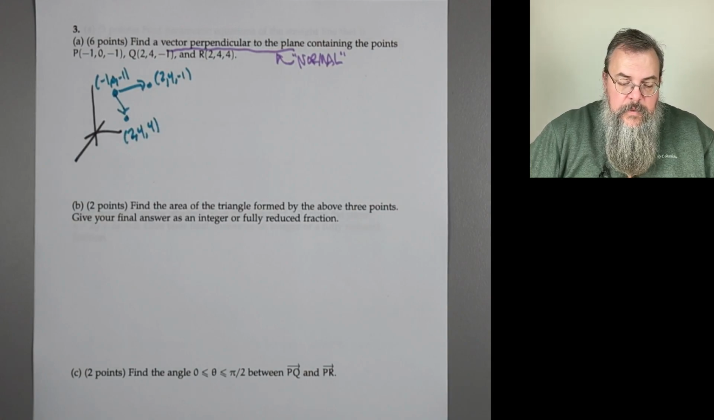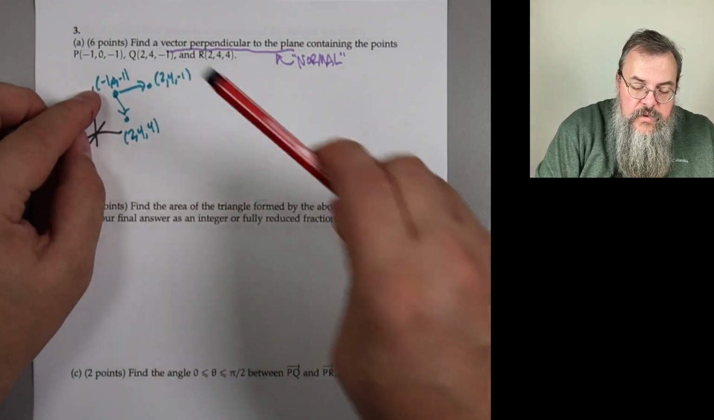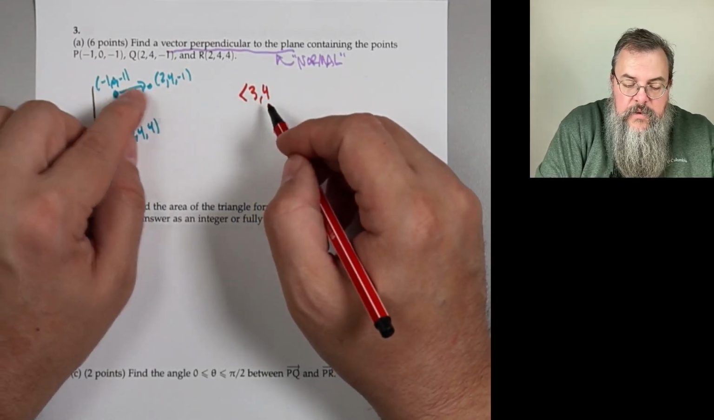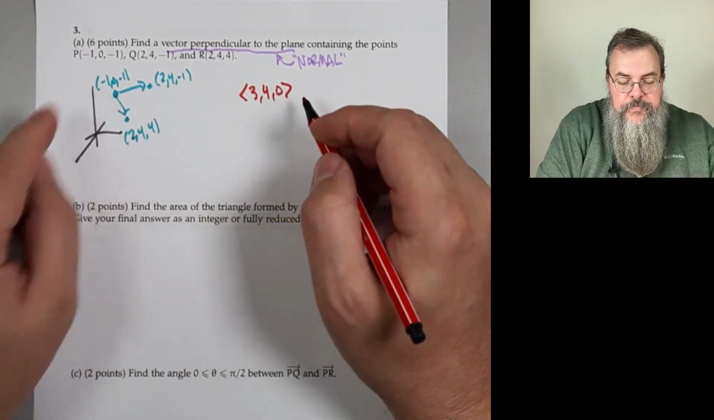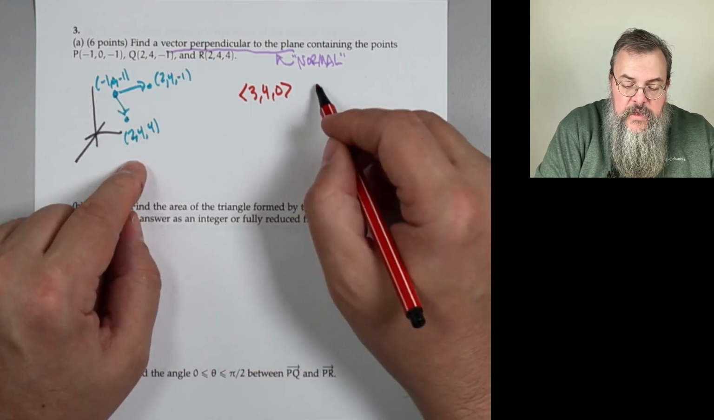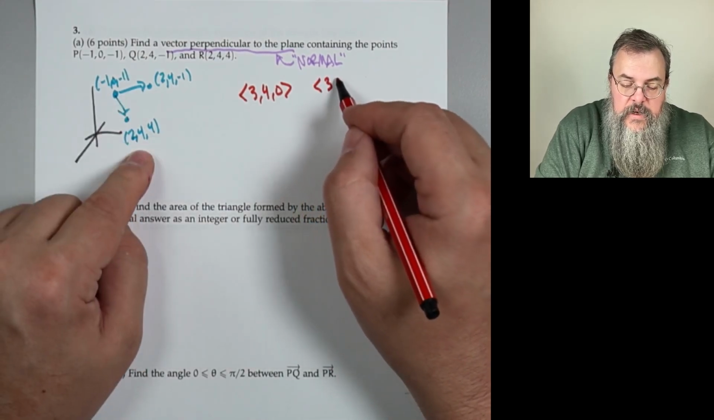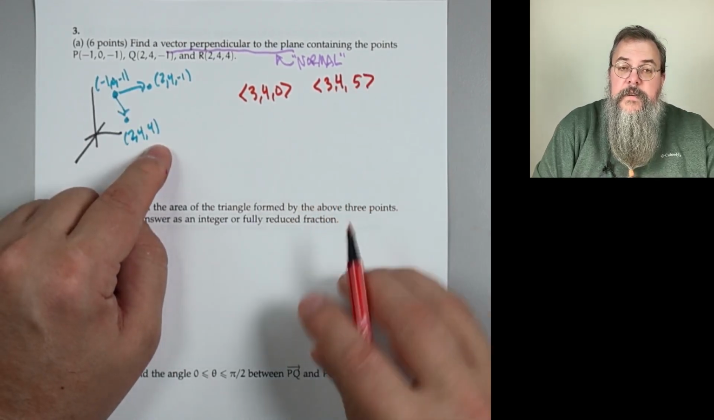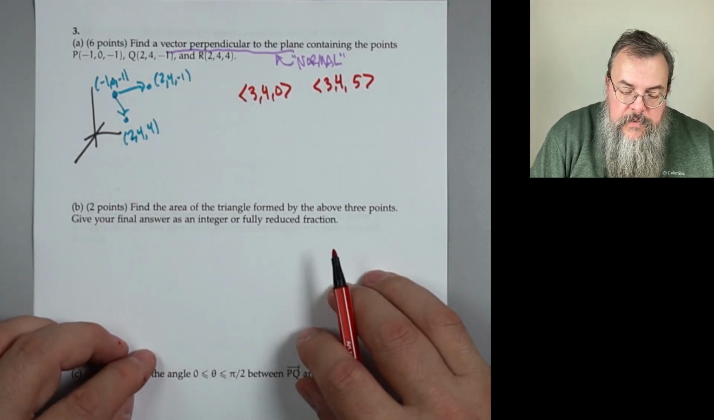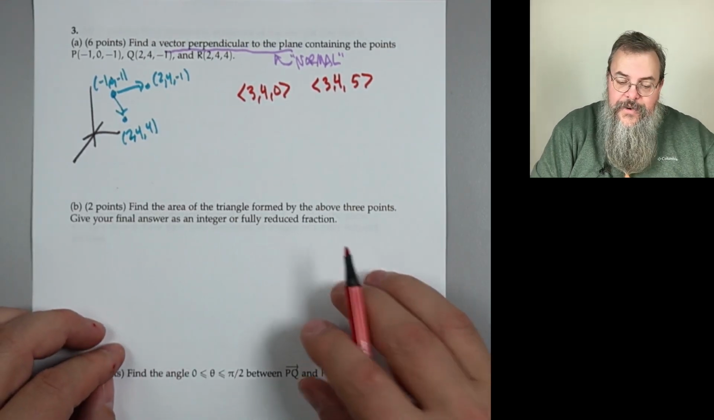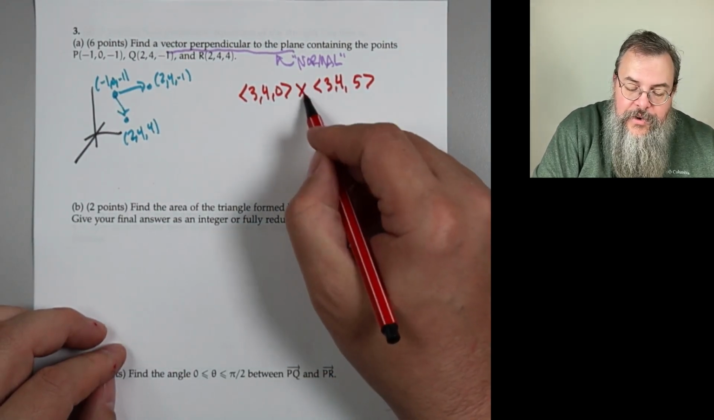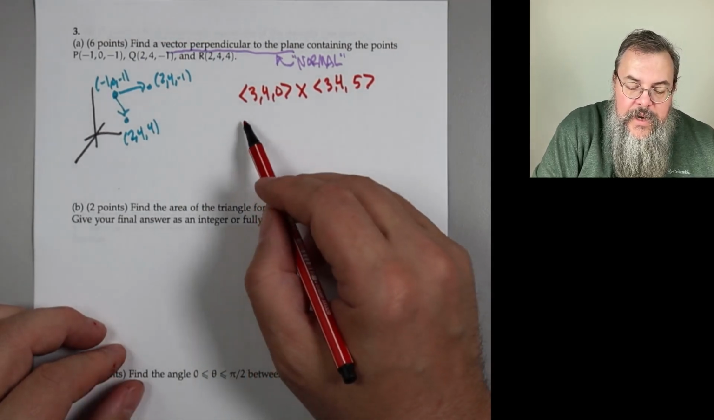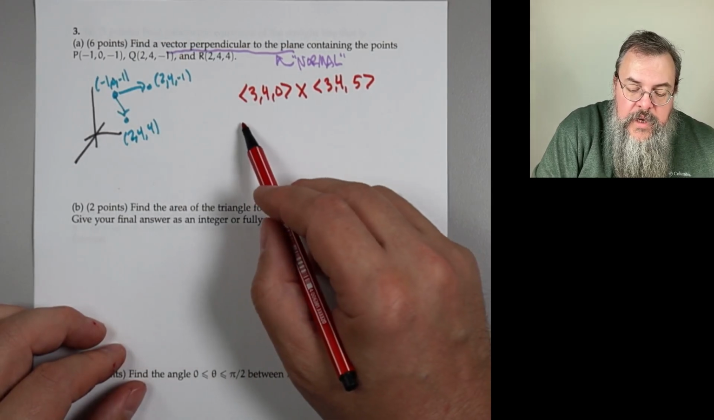All right, so what are they? Well, minus 1 to 2 is 3, 0 to 4 is 4, minus 1 to minus 1 is 0. The other one: minus 1 to 2 is 3, 0 to 4 is 4, minus 1 to 4 is 5. So 3, 4, 0 and 3, 4, 5. All right, great. Now, what do we do? Cross. You want to find something perpendicular to both. All right, well, here we go.